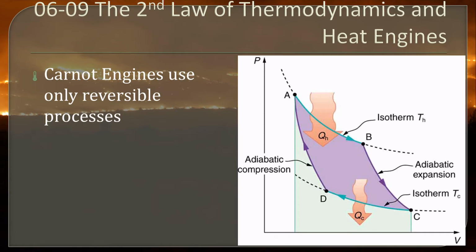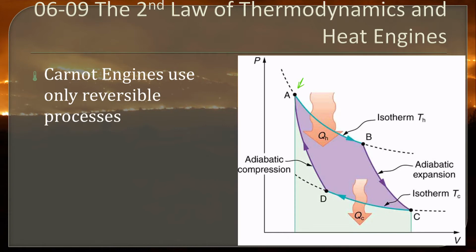So a Carnot engine uses only reversible processes. So here's an example of the graph anyway. We start at point A. We have an isothermal process, and in an isothermal process, the temperature doesn't change, so the heat that comes in is turned directly into work.